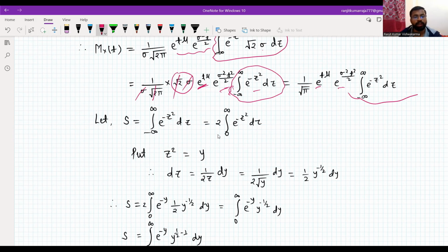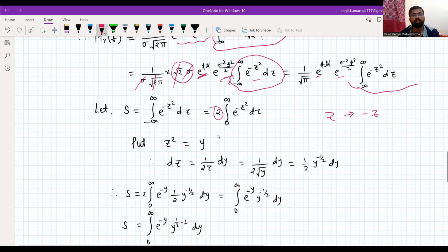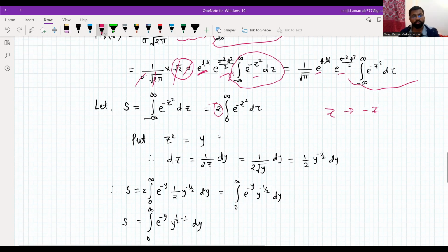So I'm taking s as one variable, equal to minus infinity to infinity e to the power minus z square dz. Here you can apply definite integration properties. This is an even function: if you substitute z as minus z, nothing will change. So we can write it as 0 to infinity e to the power minus z square dz with multiplying factor 2.